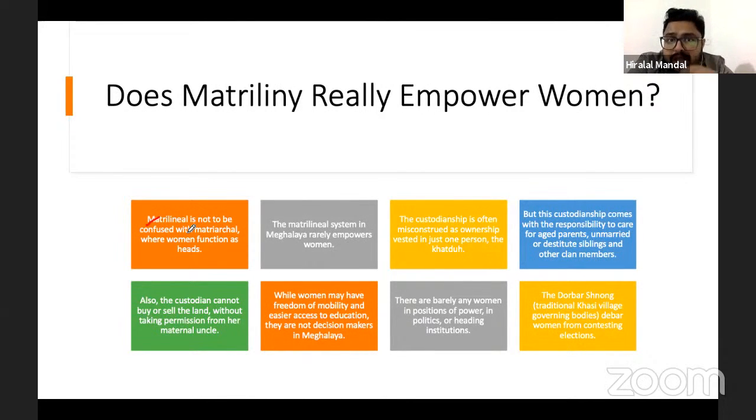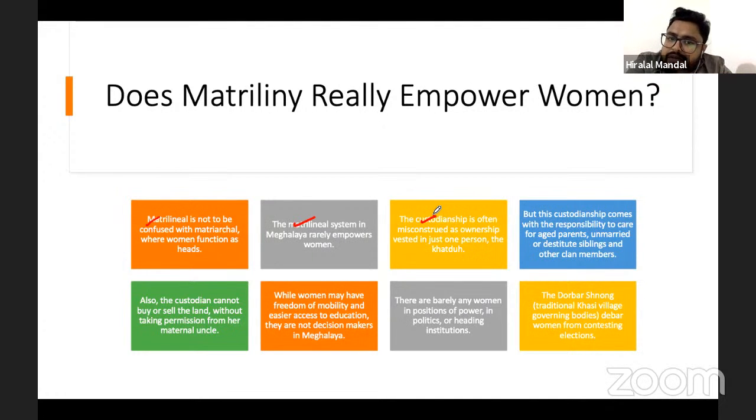Matriarchal means the matriarchal society, where the mother is the head of the family. Whereas when it comes to the matrilineal, it is the descendancy, or the clan that you can find out from, they inherit from mothers. It doesn't mean that the women is the head of the family. So if women are not the head of the family, it means it rarely empowers women. Of course, the custodian is given.